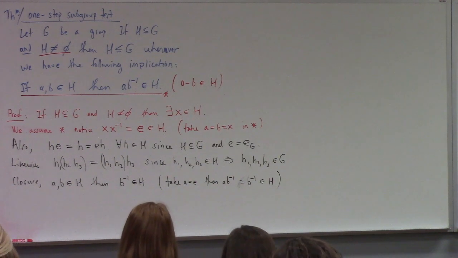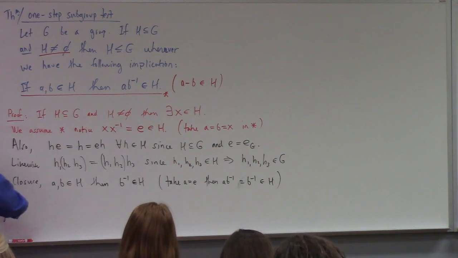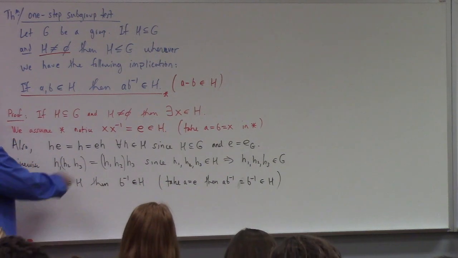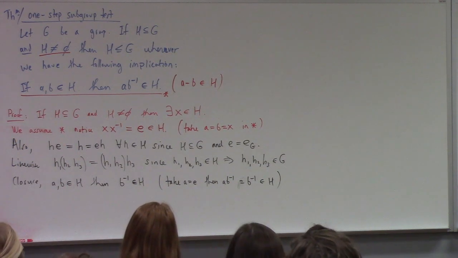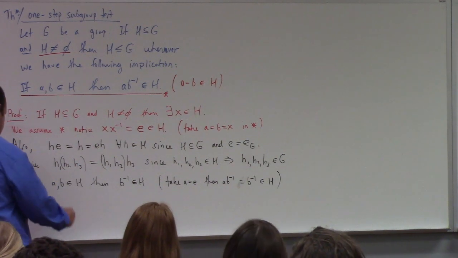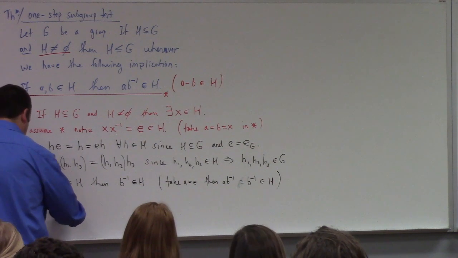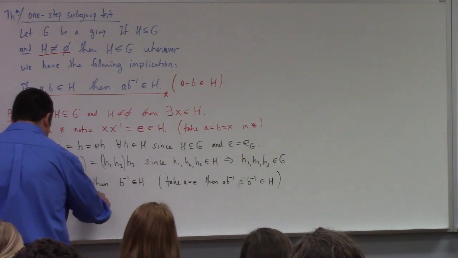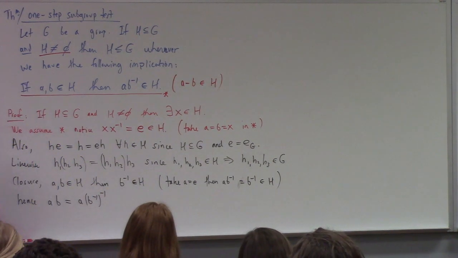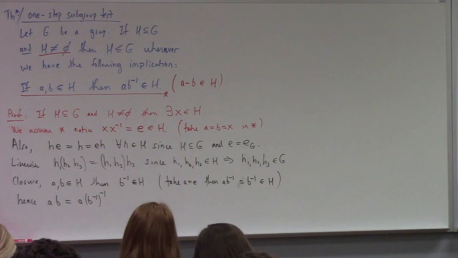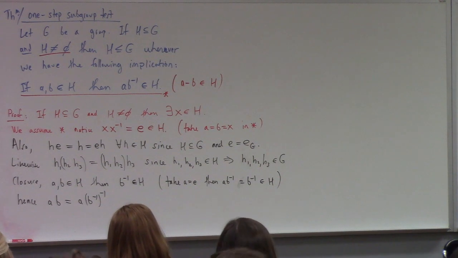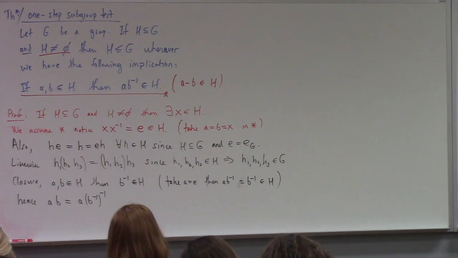And then, finally, closure, so that I've inadvertently proved closure of inverses on the way to proving closure of multiplication. I'd like to prove AB is in H. How do I get that? How about AB is equal to A (B inverse) inverse? Which again, since A and B inverse are both in H by the one-step condition, A times B inverse inverse is in H, which is to say that AB is in H.